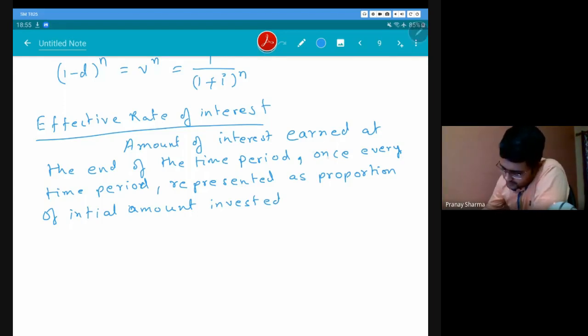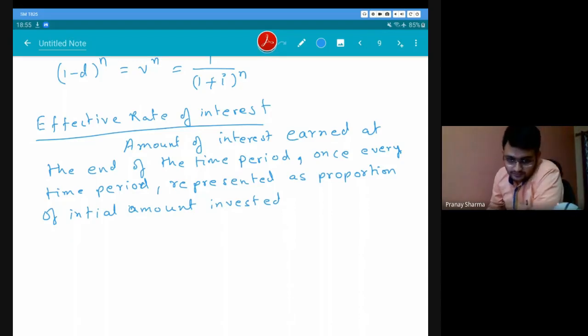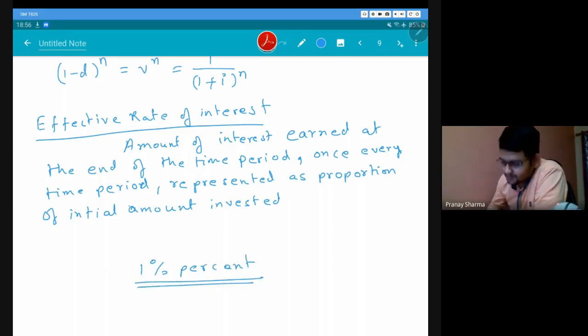But we say that it should be, first of all, once every time period. If it is earned more than once a time period, then we will not call it effective. That becomes nominal. That is part of our next chapter, not part of this chapter. So if I have earned interest once every month, that becomes effective rate of interest per month. So I can say I have effective rate of interest per month as 1%.